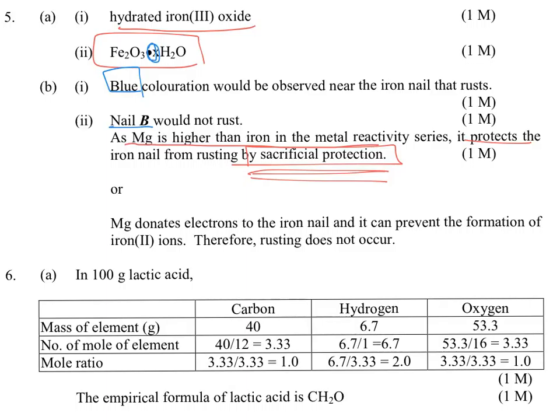Or you can answer in another way. You can say magnesium donates electrons to the iron nail, to prevent it from forming iron(II) ions, because the first step of rusting is in fact iron changing to iron(II) ions, Fe2+, and releasing electrons. If magnesium can donate electrons, you can inhibit the reaction of iron changing to iron(II). Only these two kinds of answers will be accepted. Don't try to use wordings other than chemistry terms.